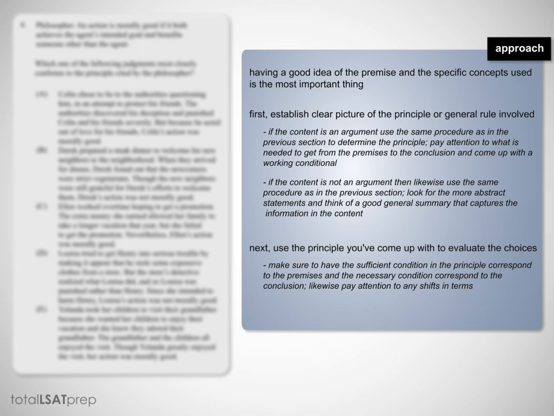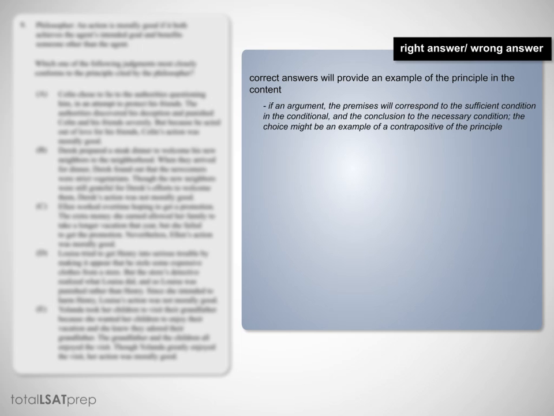So make sure to have the sufficient condition in the principle correspond to the premises and the necessary condition correspond to the conclusion. Likewise, pay attention to any shifts in terms and be on the lookout for contrapositives. In terms of right answers and wrong answers, the correct answer will provide an example of the principle in the content. So if it's an argument, the premises will correspond to the sufficient condition in the conditional and the conclusion to the necessary condition. And keep in mind the choice might be an example of a contrapositive of the principle.